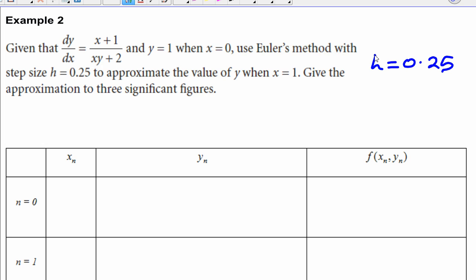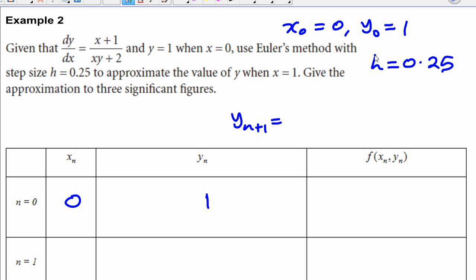The initial conditions that you're given, x sub 0 is equal to 0, y sub 0 is equal to 1. So those are our initial conditions. You know where to put them. X sub 0 goes there, y sub 0 goes there. And the formula is in the formula booklet.